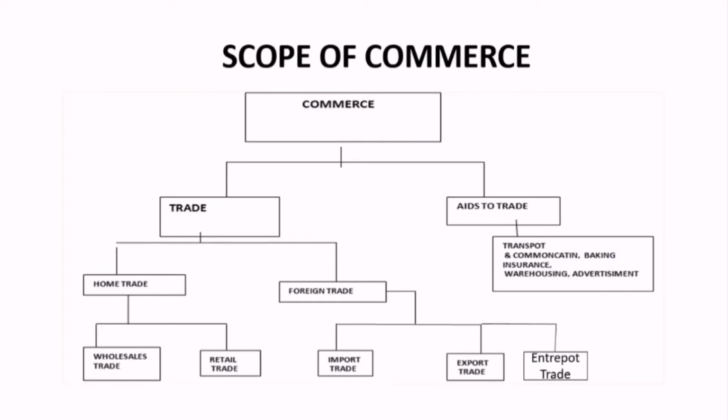Now here is a chart for your convenience, or you can say for your proper understanding. Commerce is divided into two main components. The first one is trade and the second one is aids to trade. You will get a video about aids to trade in the coming time, but today I will elaborate commerce, functions of commerce, trade and components of trade, which are home trade and foreign trade.